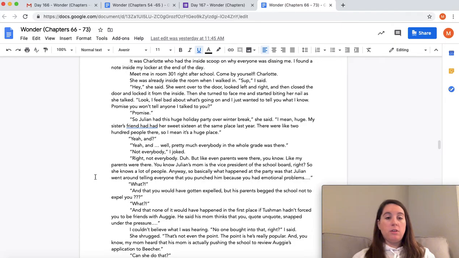I found a note inside my locker at the end of the day. Meet me in room 301 right after school. Come by yourself, Charlotte. She was already inside the room when I walked in. Sup, I said. Hey, she said. She went over to the door and looked left and right, and then closed the door and locked it from the inside. Then she turned to face me and started biting her nail as she talked.